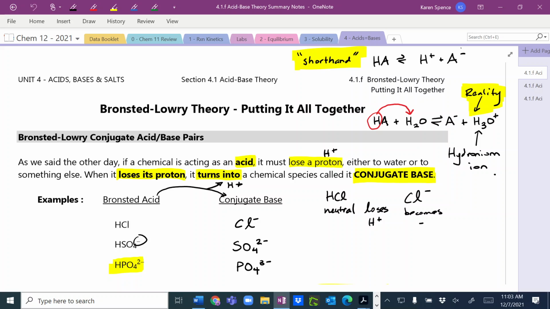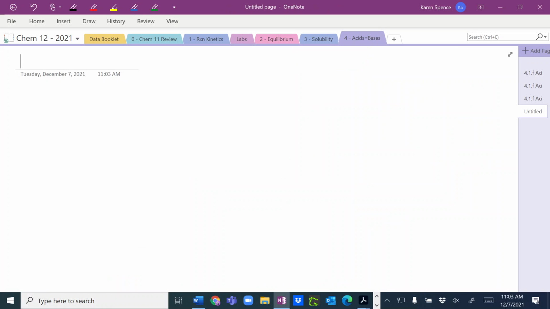Someone asked me yesterday, so I just wanted to quickly put this in here. How does a Bronsted-Lowry base make hydroxide? I didn't put it in here because it was in the other notes, but I just wanted to make sure there was clarification on this because it is important.